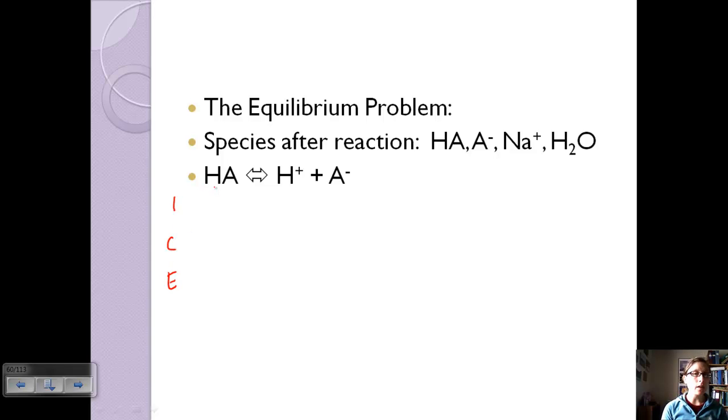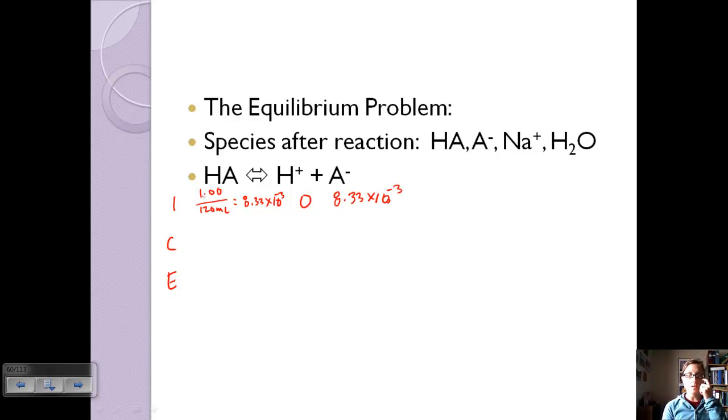Well, we had 1 millimole of the acid, but we need to also incorporate the total volume. So we had 100 milliliters of water plus the 20 milliliters of the base. So this is 1 millimole over 120 milliliters, and that should give us 8.33 times 10 to the negative 3 molar. Our H+ is initially 0, and our A- was also 1 millimole divided by the 120 milliliters, so this will be 8.33 times 10 to the negative 3 as well.